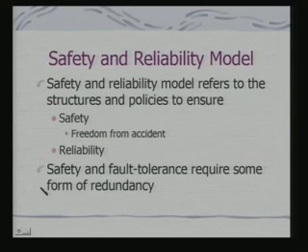Then comes the safety and reliability model, because air traffic control, I cannot permit air traffic control to fail. So, there has to be a safety and reliability issue. Safety is freedom from accident, and reliability is the ability of the system to work without failure for a large period of time. And safety and fault tolerance require some form of redundancy. So, when we are designing for safety and fault tolerance, our design specification should depict these redundancies.